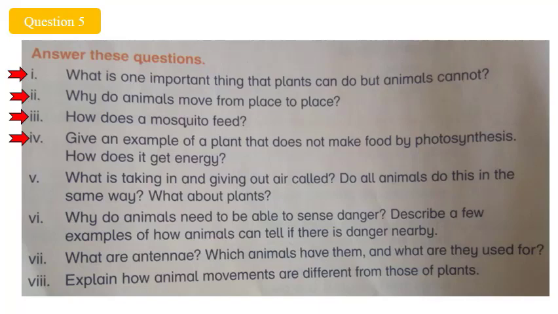Number 4. Give an example of a plant that does not make food by photosynthesis. How does it get energy? There are 2 parts of this question. In the first part, you need to give an example of a plant that does not make food by photosynthesis. It can be a carnivore, it can be a parasite, or it can be a decomposer. You only need to give one example. In the second part of this question, you need to tell how this plant gets energy.